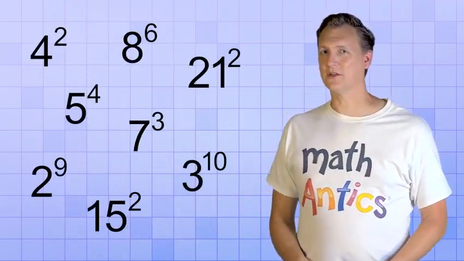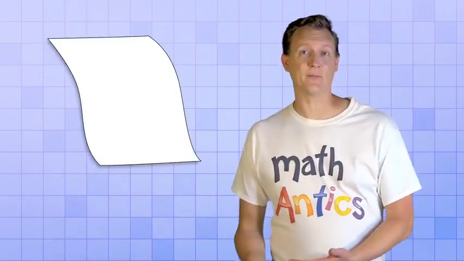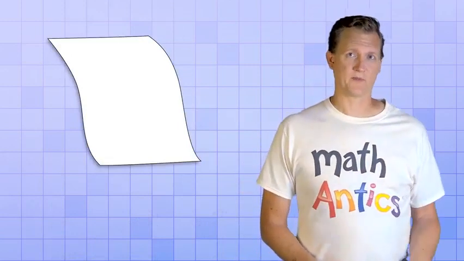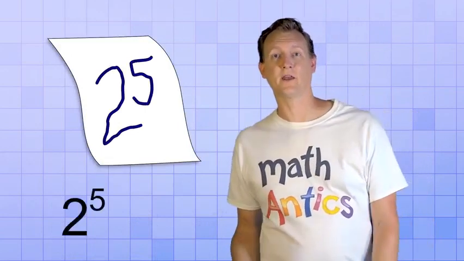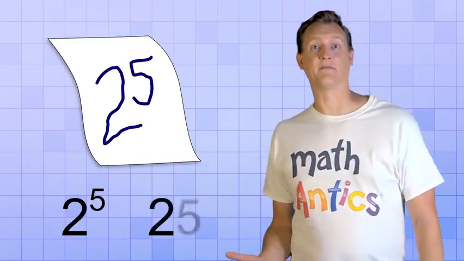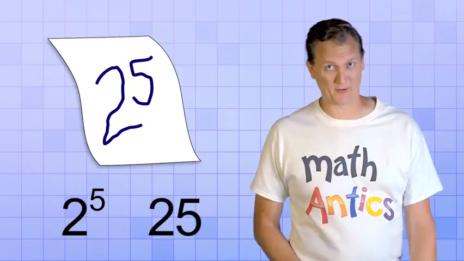The only real concern is when writing exponents down on paper when you're trying to solve problems. If you're not careful or have really messy handwriting, you might accidentally confuse an exponent, like 2 to the 5th, with a 2-digit number, like 25. And obviously that would be a problem.